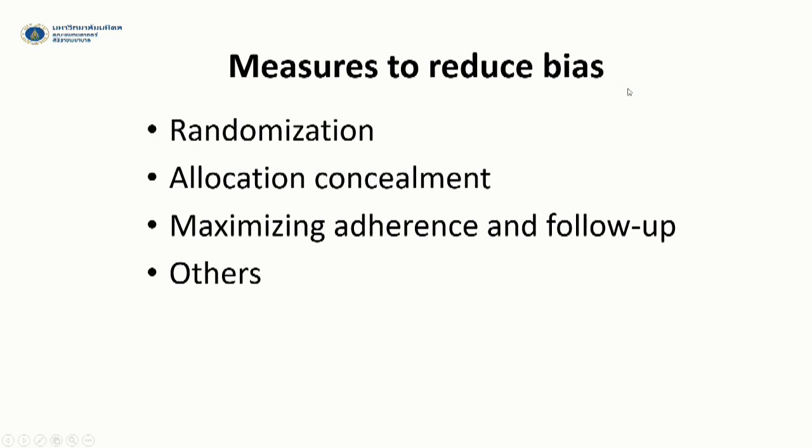There are many types of measures to reduce the bias. The first is called randomization, the second is allocation concealment, the third is maximizing adherence and follow-up, and some other minor things that you want to think about. Let's start with randomization first.